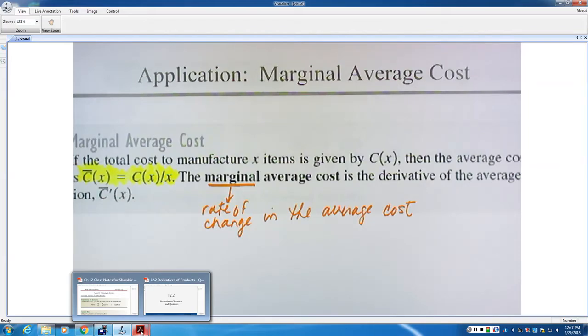Now, all cost functions are not linear. If they were, then marginal cost is always going to be the number in front of x. But not all cost functions are linear. So they don't all have a constant rate of change. And in fact, in business, if you think about it, does it make sense that when you first start making something, your cost per item is going to be a lot higher for your first 100 items than it is for your last 1,000 items?